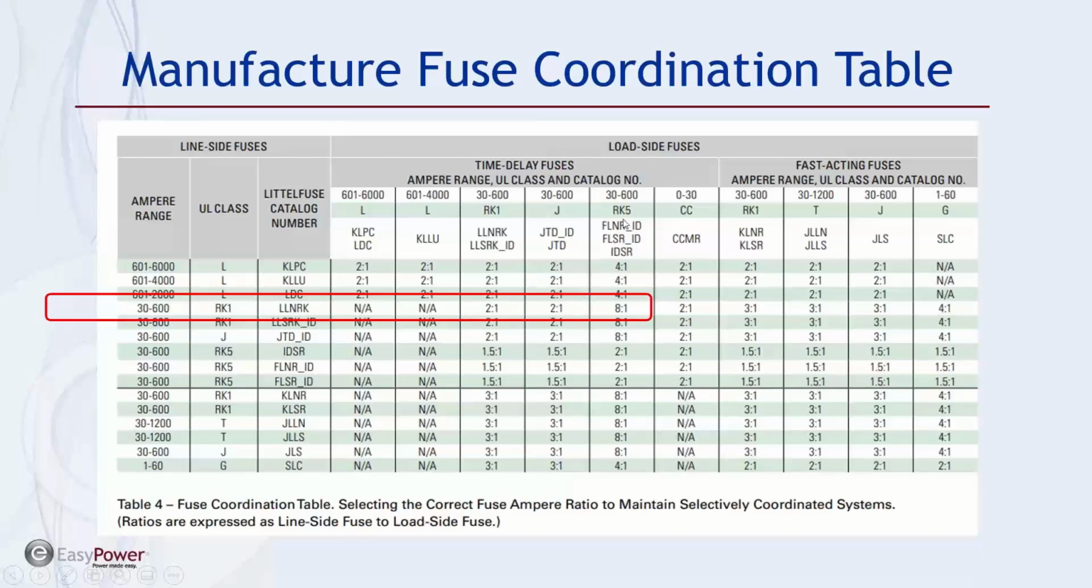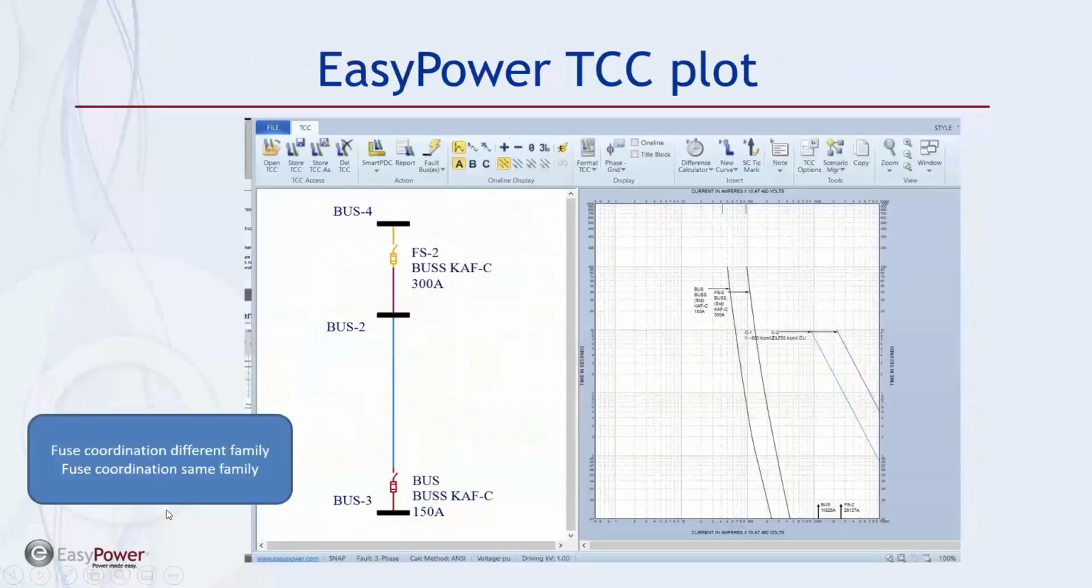However, if we use an RK5 as the downstream fuse, we need to maintain an 8-to-1 ratio between the upstream and the downstream fuse to be able to maintain coordination. So that's what we're looking at here, is comparing these two spots. So let's see how this goes.